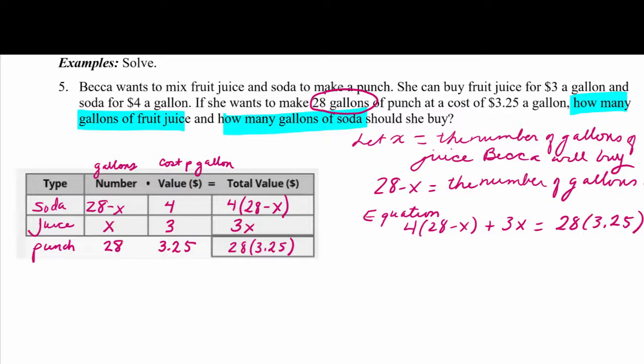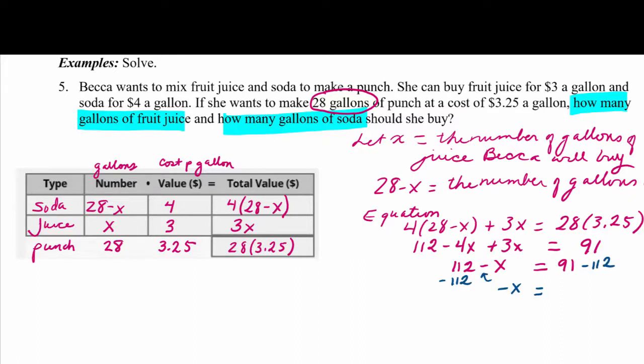And the calculator may be over here on the right hand side with this decimal. So we've got 112 minus 4x plus 3x equals 91. And then we've got some like terms here that we can combine. And now let's subtract the 112. Now when you do that, be careful here.